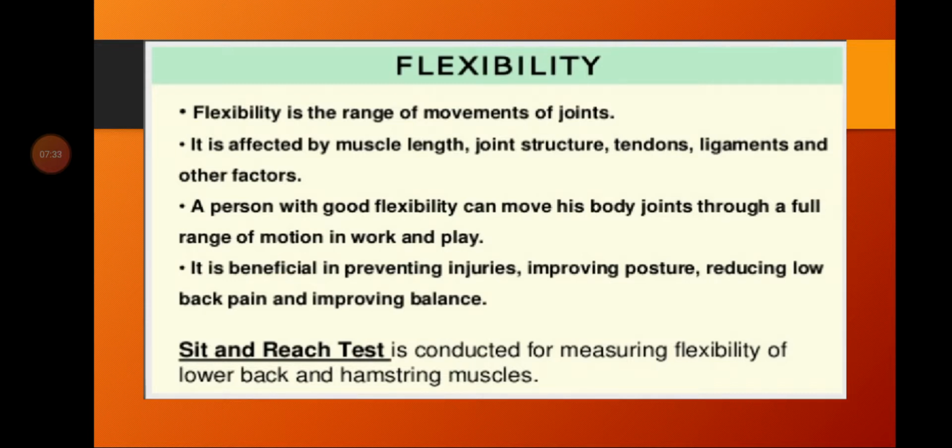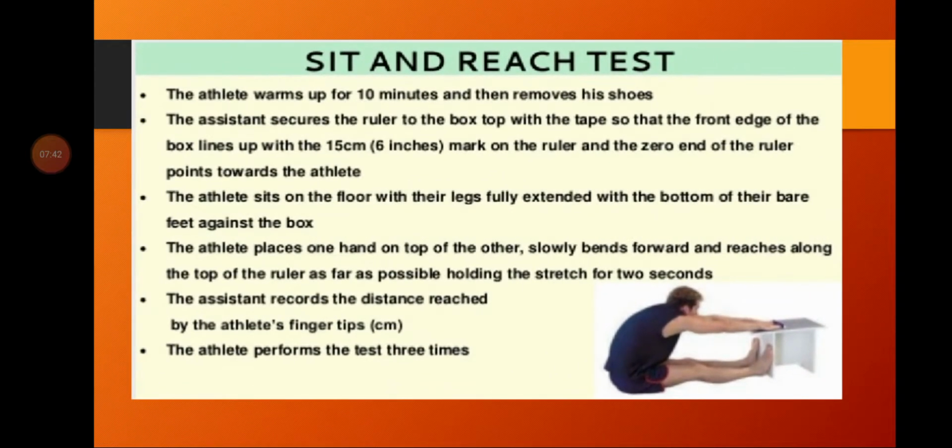Sit and reach test is conducted for measuring flexibility of lower back and hamstring muscles. Sit and reach test. The athlete warms up for 10 minutes and then removes his shoes. The assistant secures the ruler to the box top with the tape so that the front edge of the box lines up with the 15 centimeter, that means 6 inches mark on the ruler, and the zero end of the ruler points towards the athlete.